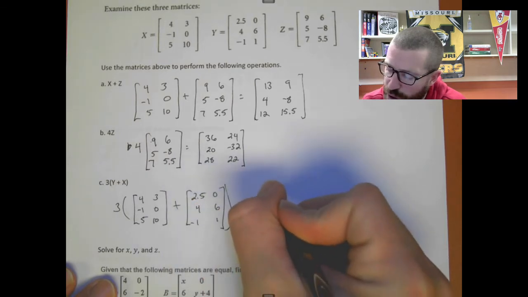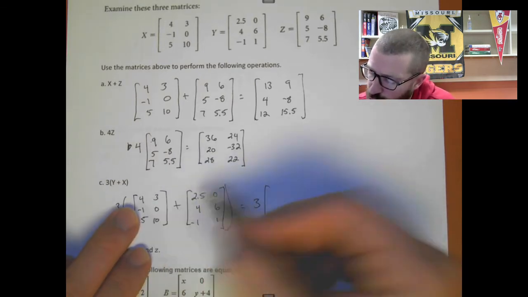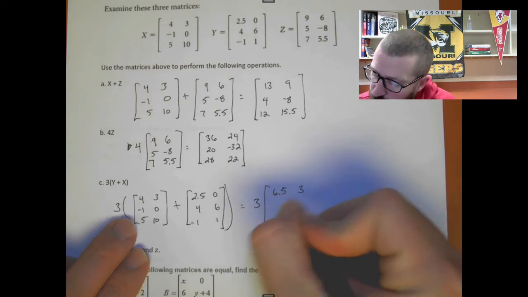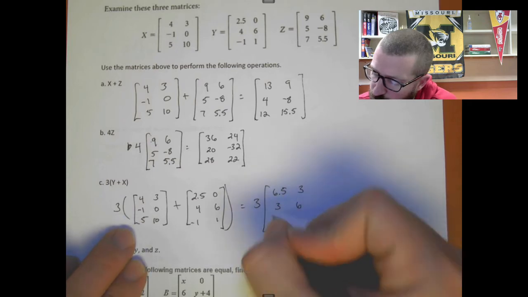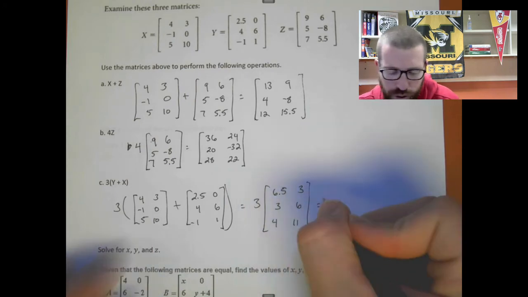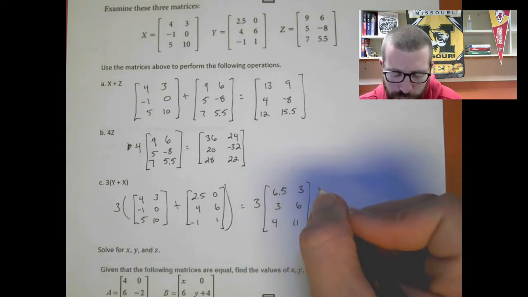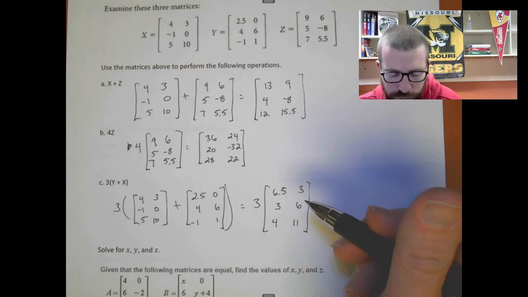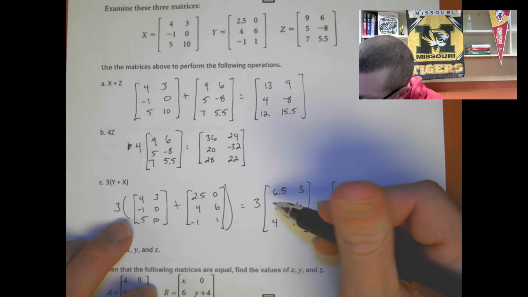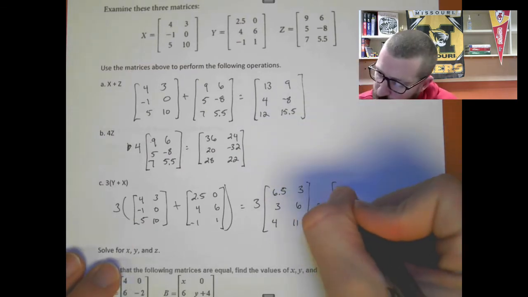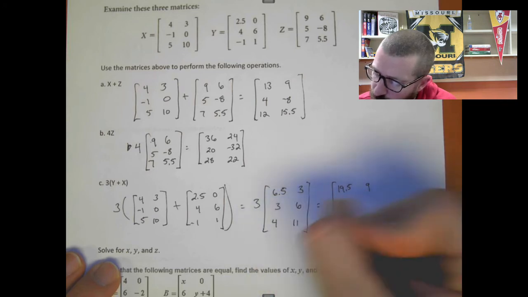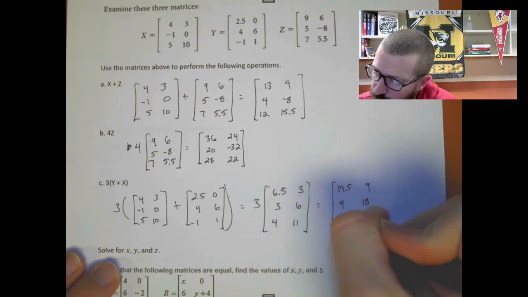So x plus y is 4 plus 2.5, not times. 4 plus 2.5 is 6.5. And then 3, 3, 6, 4, 10 plus 1 is 11. So once again, I'm getting those just from combining, or just adding them. And then multiply everything by 3. Was there a negative? Okay, looks good. So that's 19.5. 9. 3 times this 3 is 9. 3 times 6 is 18. 12, and then 33.